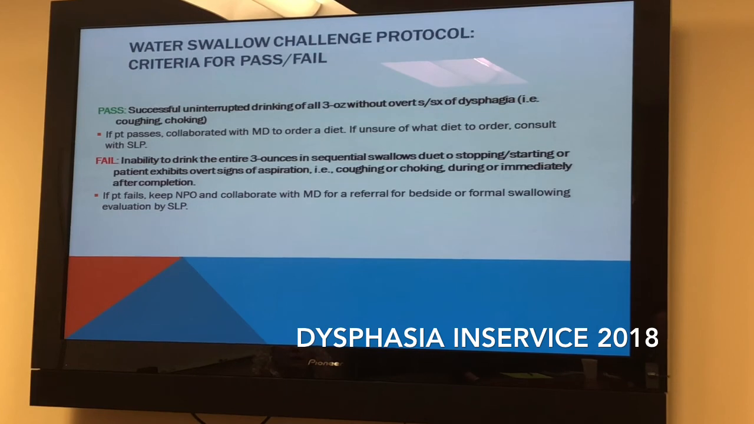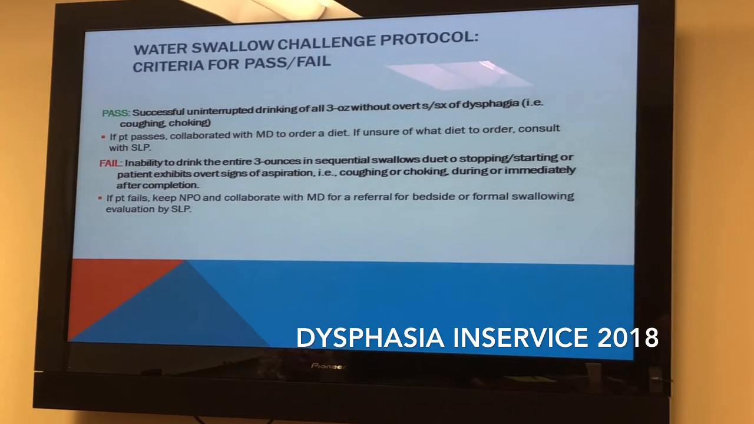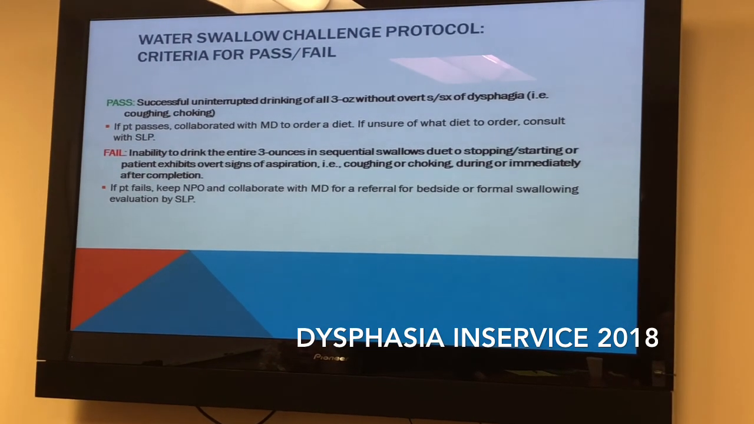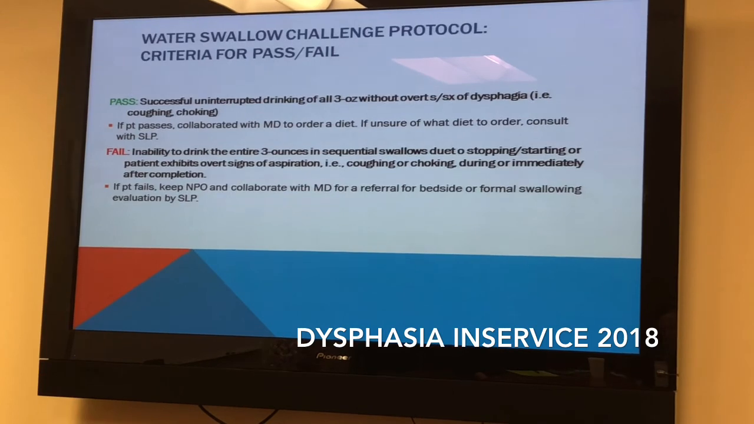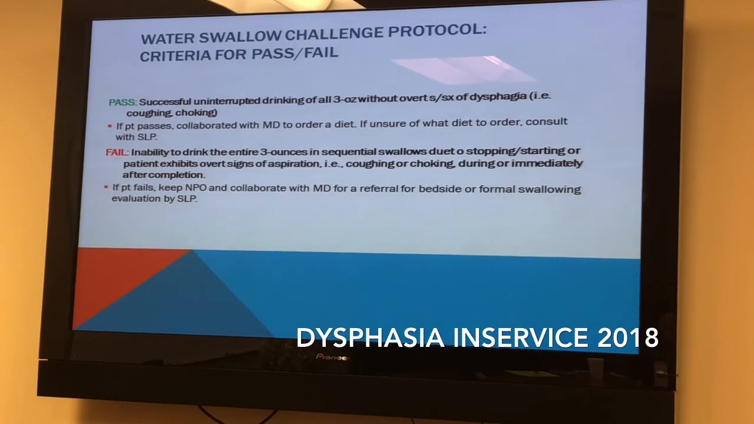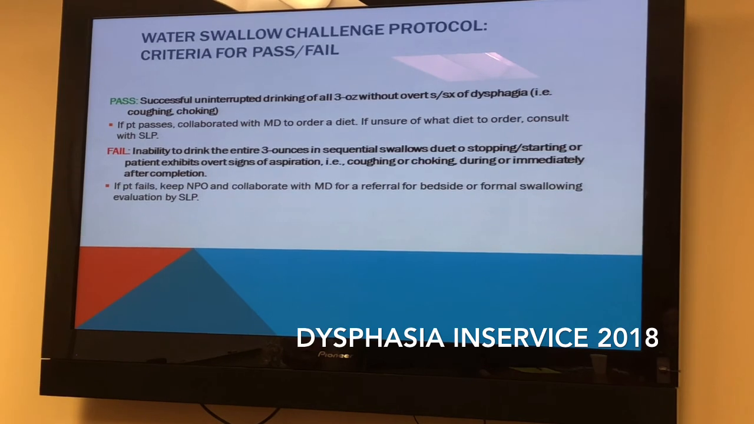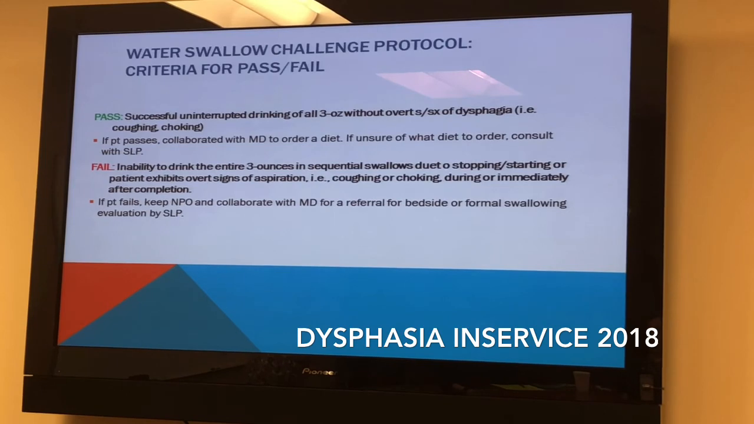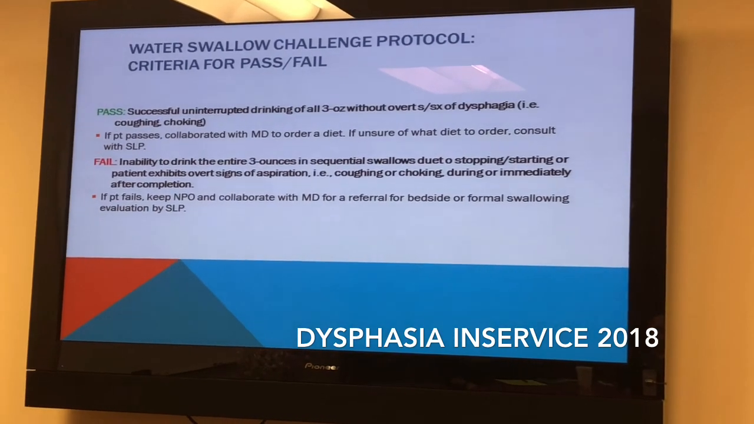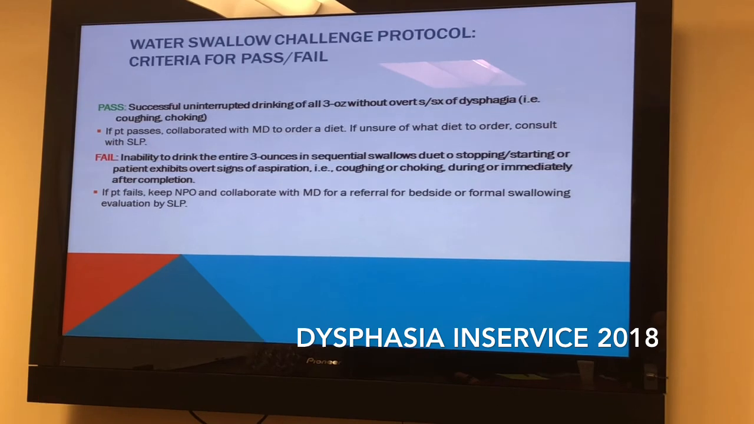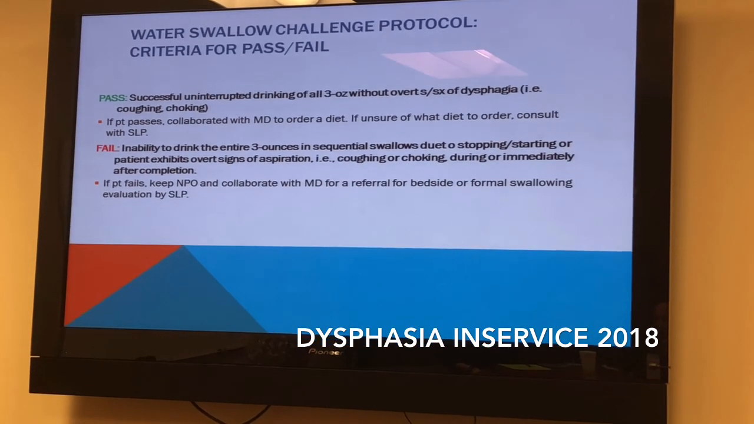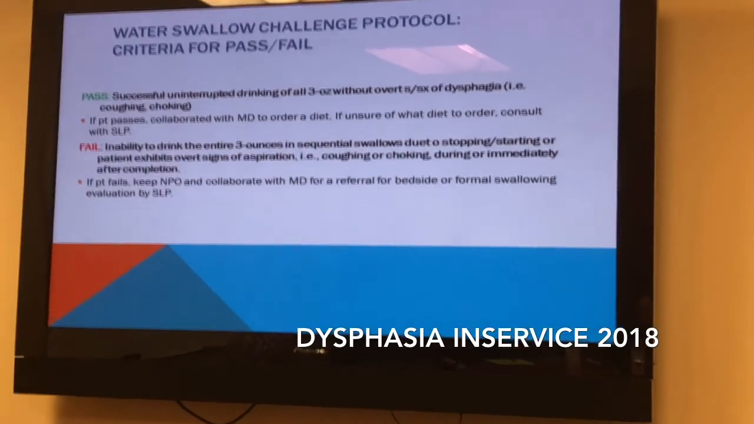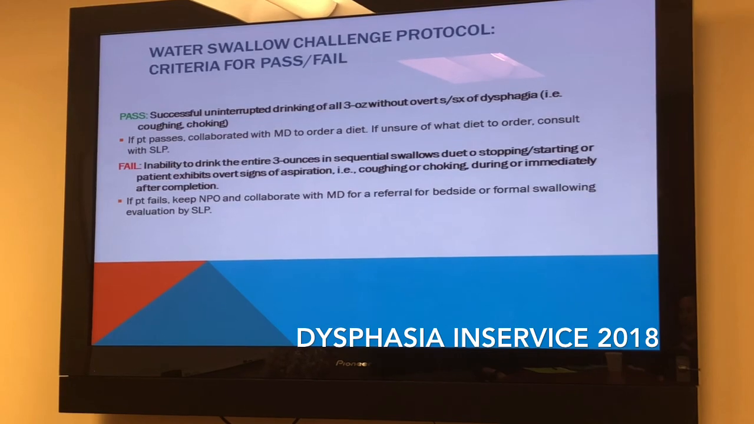The inability to drink the entire 3 ounces in sequential swallows, or if they're coughing or choking, or if you notice changes in the upper airway, wet vocal quality, shortness of breath right after drinking, then we recommend that a speech evaluation be ordered, and that can be a bedside or a formal swallow study. If you're not sure how a patient's doing, by all means order a bedside. If you're sure that they're having a lot of difficulty, then go ahead and order the formal swallow study. We can go either way.